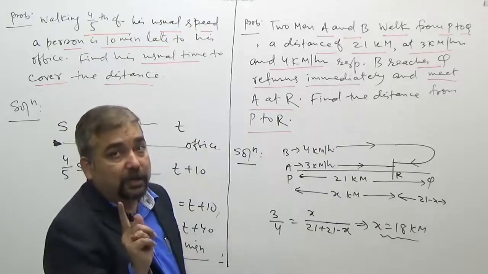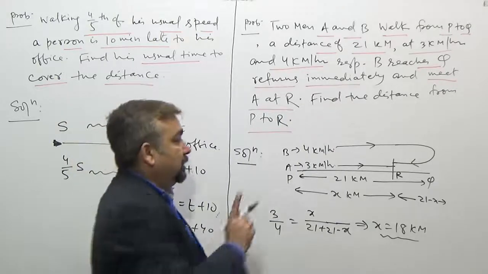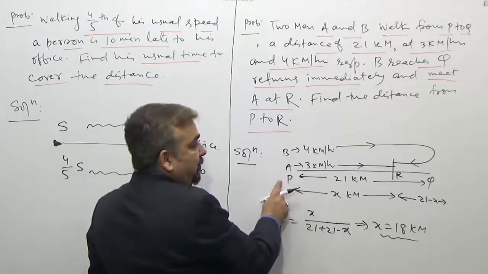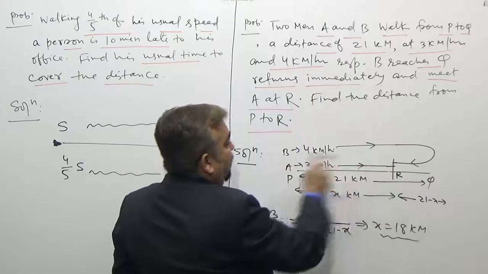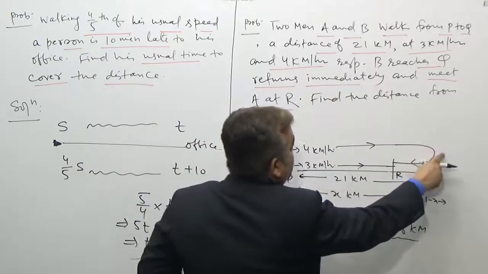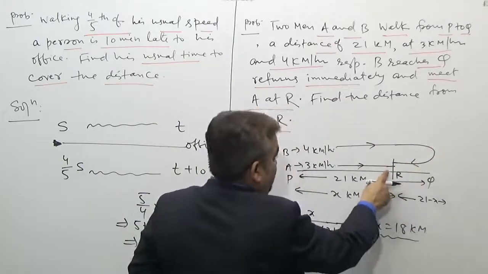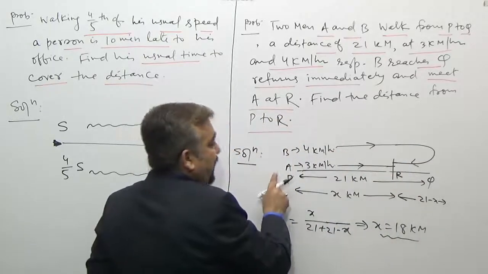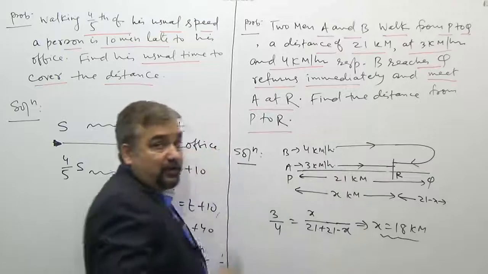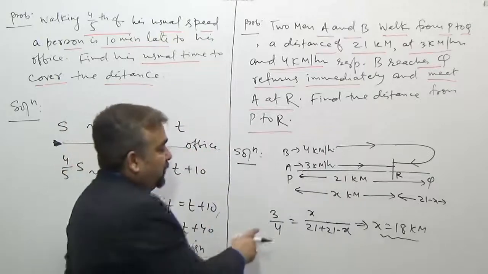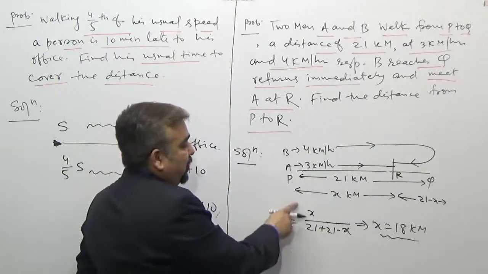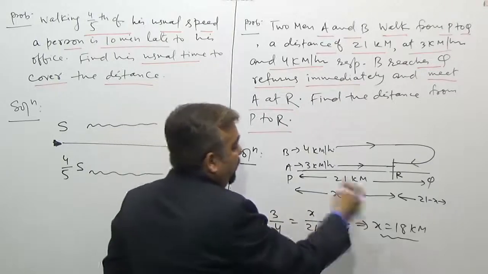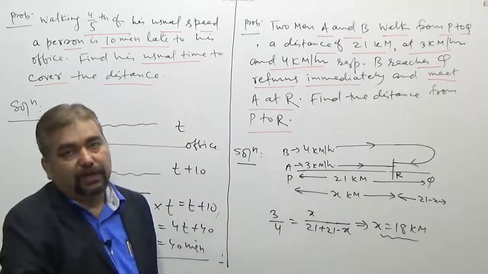You have to note this again. The time is constant here. Why? A and B started at the same time. A and B meet at R, but B goes to Q and immediately returns. So the time taken by B in reaching R is the same as the time taken by A in reaching R. So time is constant. That's why I have used the ratio of speeds equal to the ratio of distance traveled by A and B. And from here you get x equal to 18 kilometer.